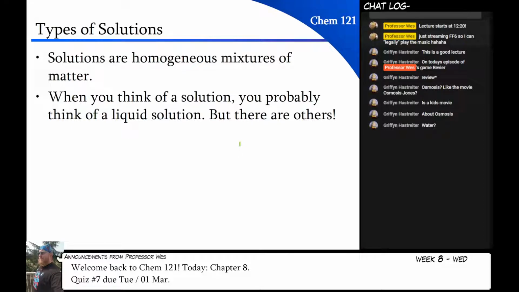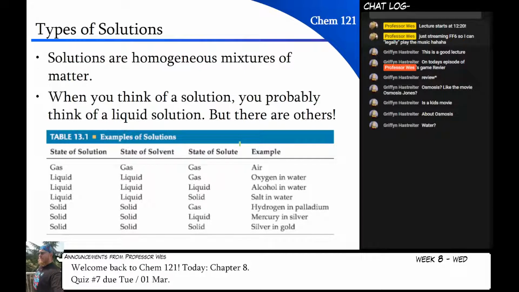However, solutions are just a definition sort of concept. So all solutions are going to be mixtures, but they don't have to involve just liquids. In fact, on this slide here, I have various amounts or various phases of different substances that mix together.